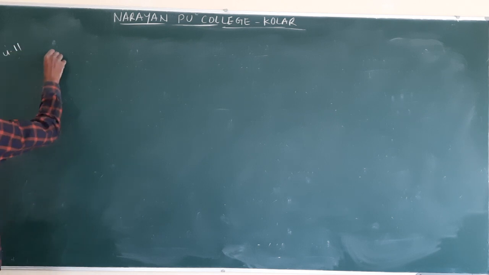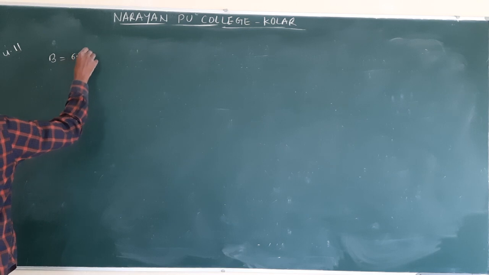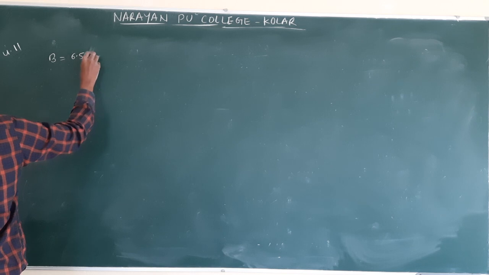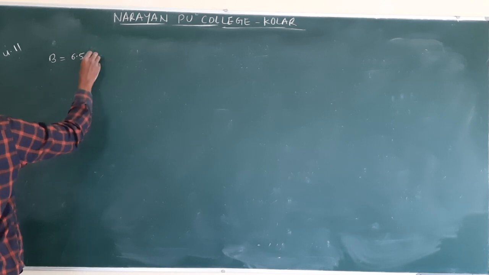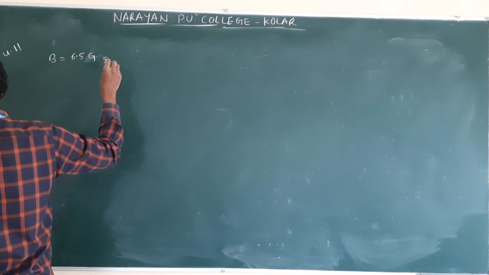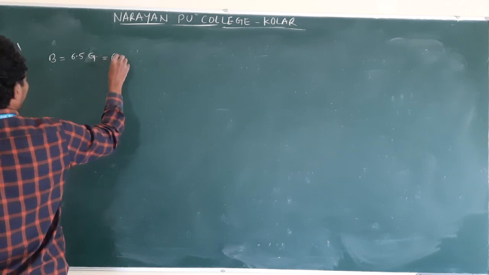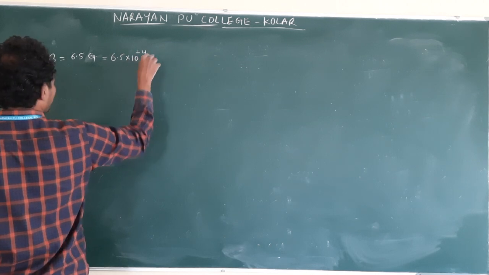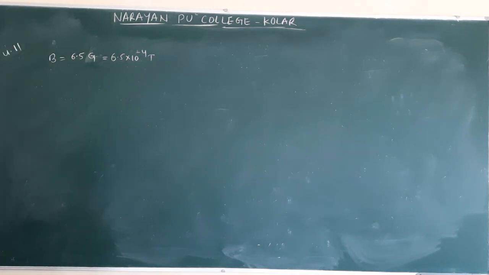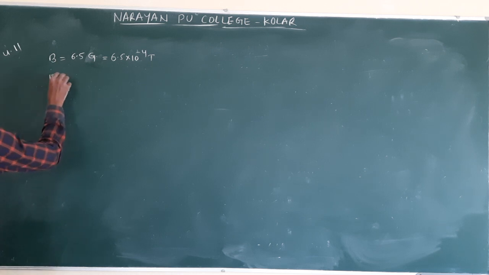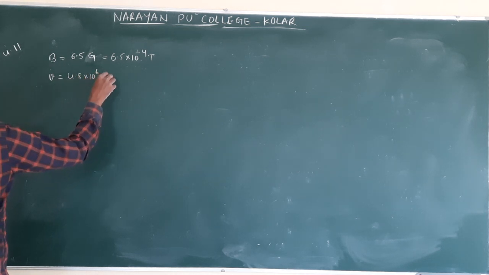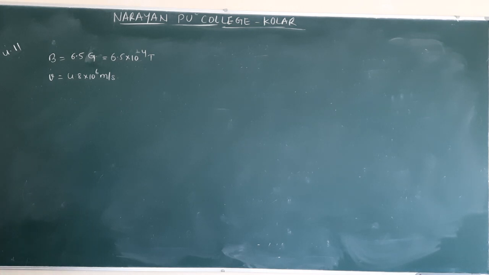4.11. Magnetic field B is equal to 6.5 Gauss, given. This we need to write in Tesla. This is Gauss. This is equal to 6.5 into 10 power minus 4 Tesla. 1 Gauss is equal to 10 power minus 4. The speed of the electron is given as 4.8 into 10 power 6 meter per second. Next, normal to the field.